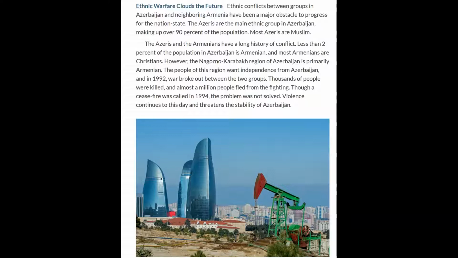The people of this region want independence from Azerbaijan, and in 1992, war broke out between the two groups. Thousands of people were killed, and almost 1 million people fled from the fighting. Though a ceasefire was called in 1994, 2 years later, the problem was not solved. Violence continues to this day and threatens the stability of Azerbaijan.